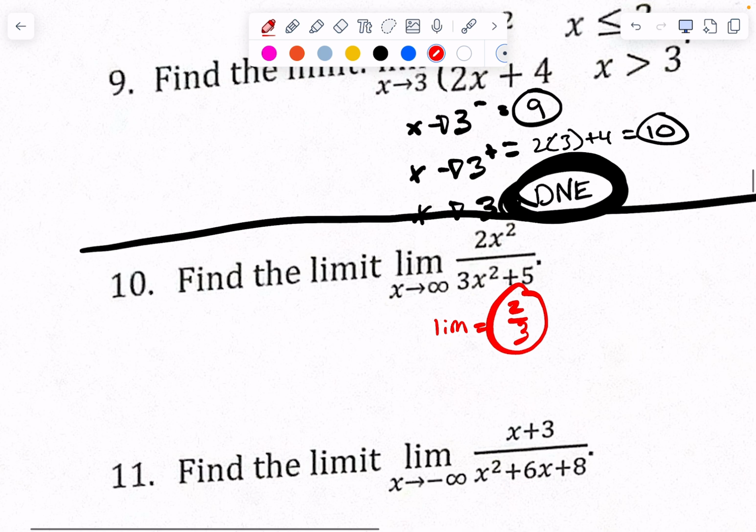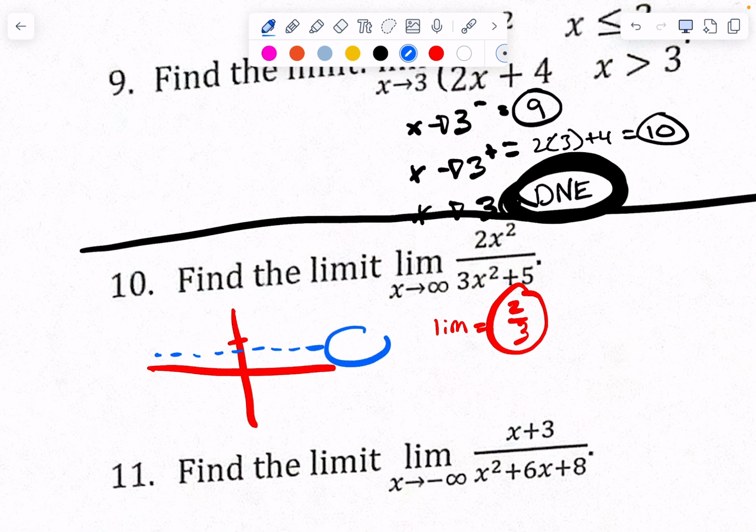Now what we don't know is, we could probably take a guess. We know that as he approaches to the right side, he's going to approach that. I don't know if it's from the bottom side or from the top side, but I don't really care. The limit's going to be 2/3 no matter what. 2/3 is the limit. Good?